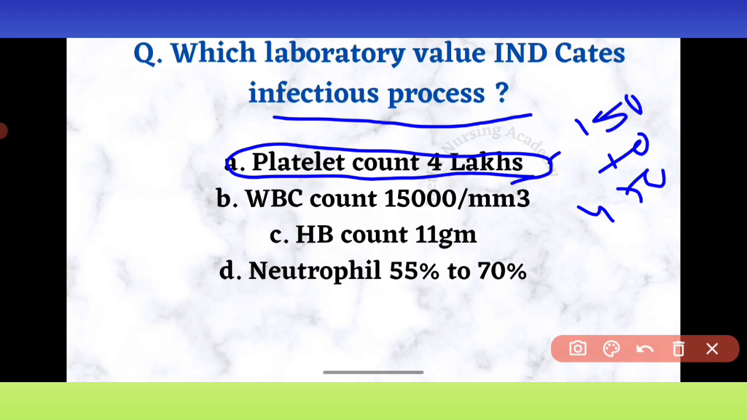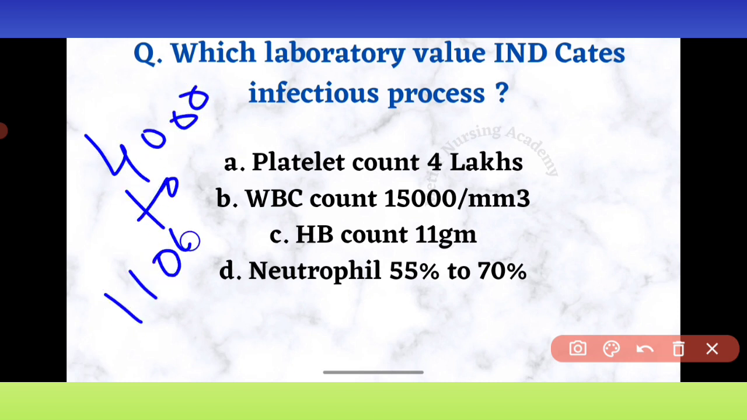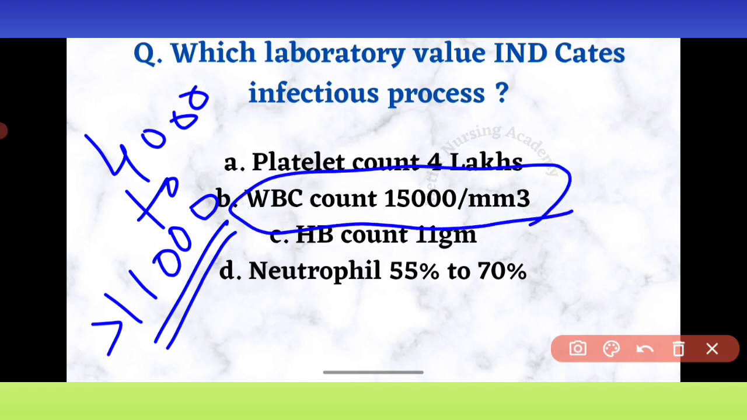The second option is WBC count 15,000 per cubic millimeter. So what is the normal WBC count? It is 4,000 to 11,000. Right. So the value given in option B is more than 11,000, and during an infectious process obviously the WBC level is going to increase. So option B is the right one.